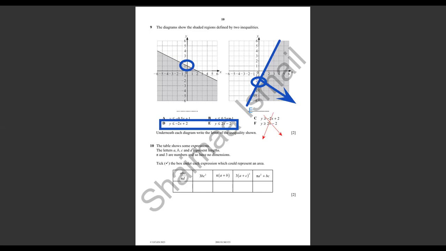The table shows some expressions, the letters A, B, C. Tick the box under each expression which could represent an area. Okay, so he needs the ones that represent an area, which is a squared unit. So in this, he is just testing your knowledge of whether it is a cubic unit or a square unit. So it's a square unit, which means centimeter squared, kilometer squared.